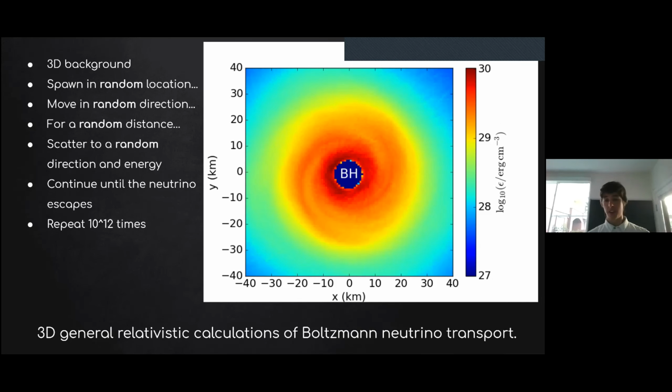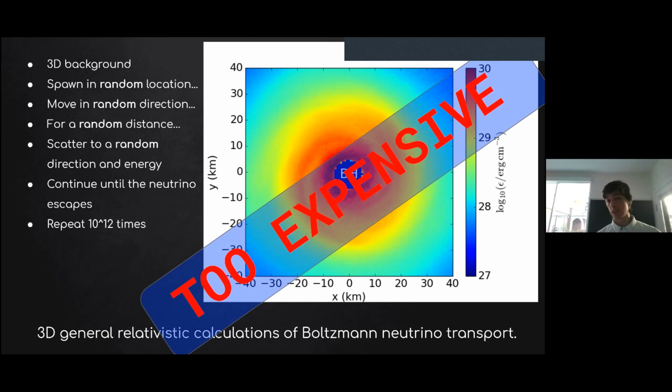The problem with this is that it is really, really expensive. There are a couple of groups that are trying to use Monte Carlo transport in multi-dimensional relativistic disks, but like I said, it is very expensive. So really what we would like to do is use a more approximate method and make sure that the approximations are suitable so that we get out everything that we need.